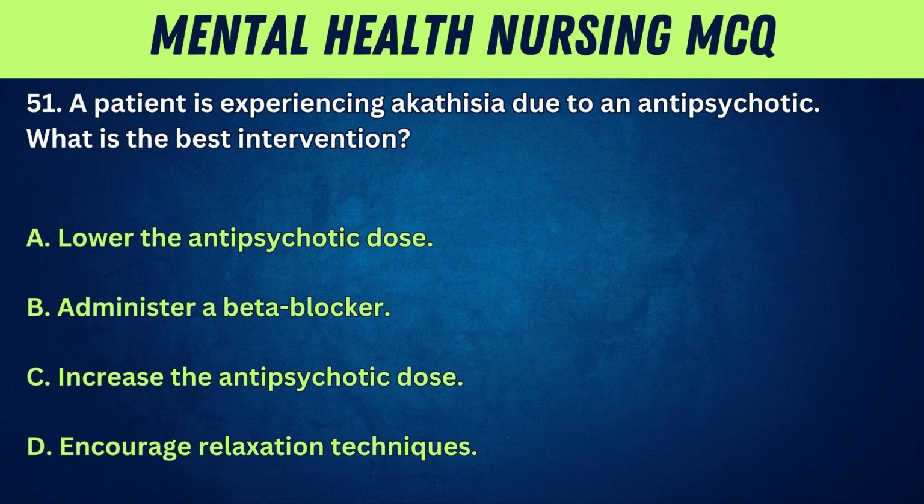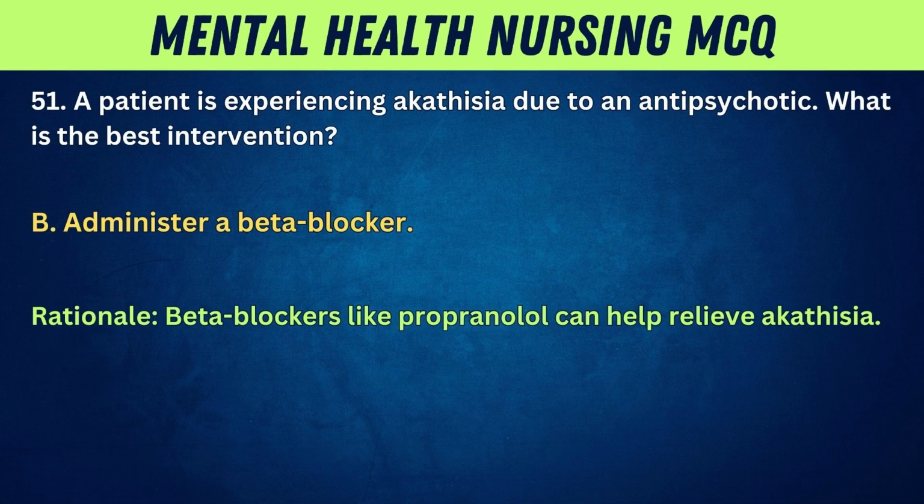51. A patient is experiencing akathisia due to an antipsychotic. What is the best intervention? A. Lower the antipsychotic dose. B. Administer a beta blocker. C. Increase the antipsychotic dose. D. Encourage relaxation techniques. Answer. B. Administer a beta blocker. Rationale: beta blockers like propranolol can help relieve akathisia.